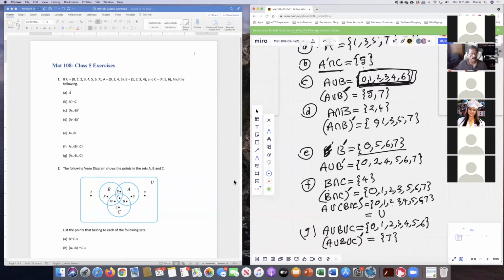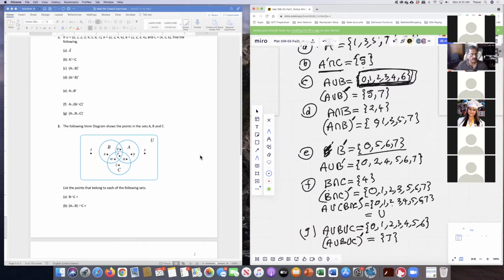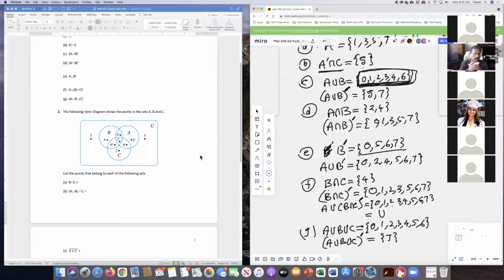Okay, very good. Let's move on to number 2. The following Venn diagram shows the points in the sets A, B, and C. So the dots are labeled. Each dot is labeled, and those dots are in those sets. For example, the set B has X, W, R, V. All of them are in set B, just for an example.